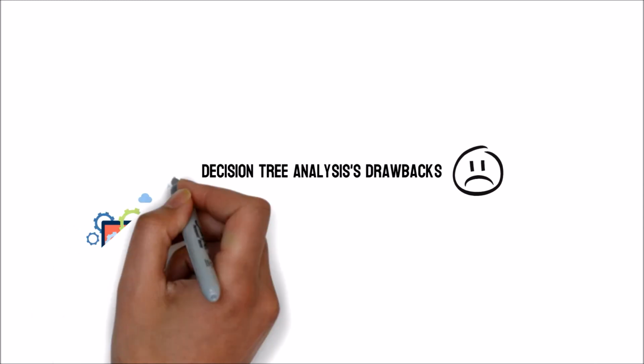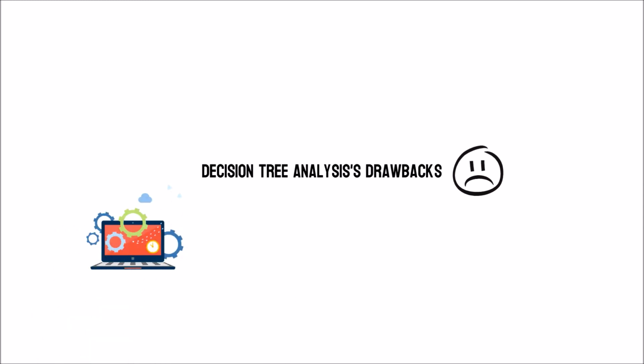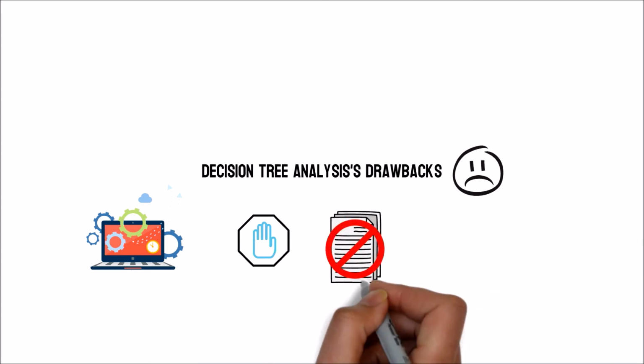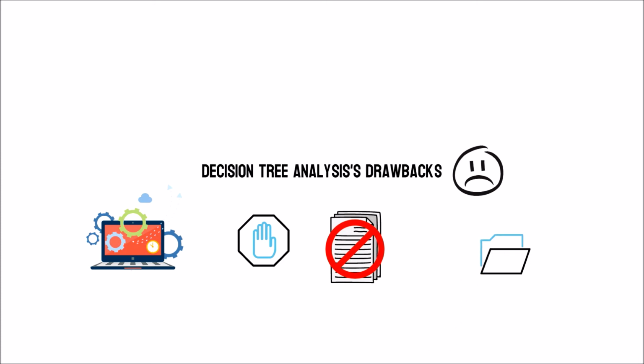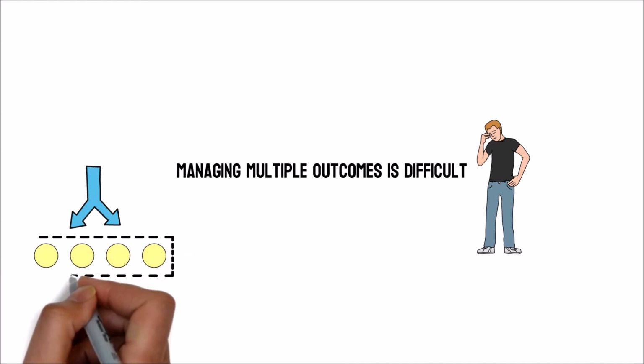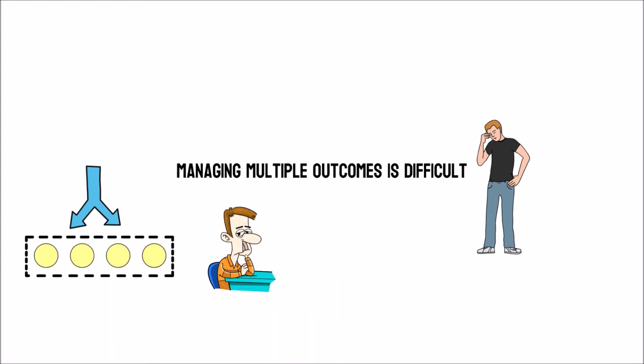Decision tree analysis has a wide range of applications. However, its application is limited due to the following flaws. Excess information isn't appropriate. It's not ideal for instances where the data for categorization is large because it's a semi-technique. Managing multiple outcomes is difficult. When each option has multiple alternative consequences, compiling them all on a decision tree becomes laborious.